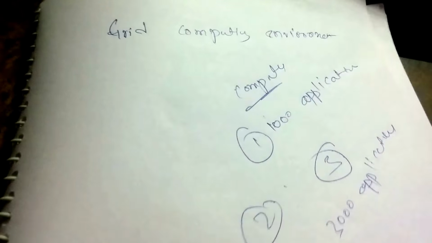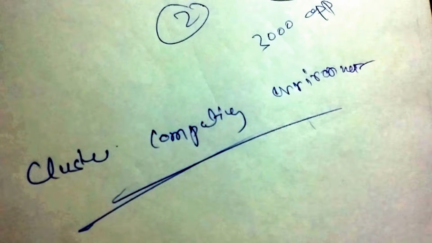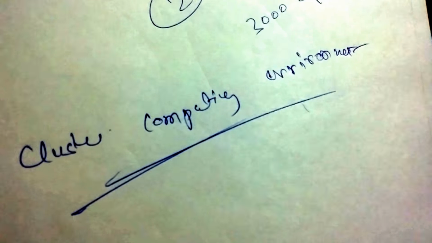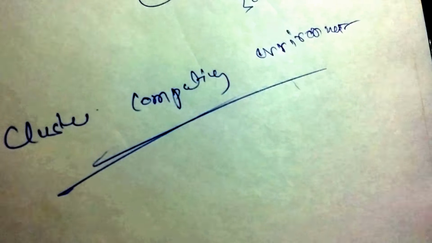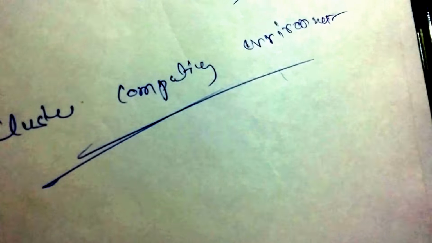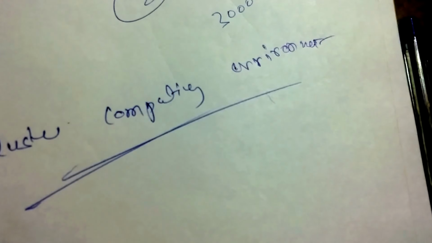And next is cluster computing environment. What is a cluster computing environment? Cluster computing is a collection of interconnected computers. These computers work together to solve a problem. In cluster computing environment, a collection of systems work together as a single system.